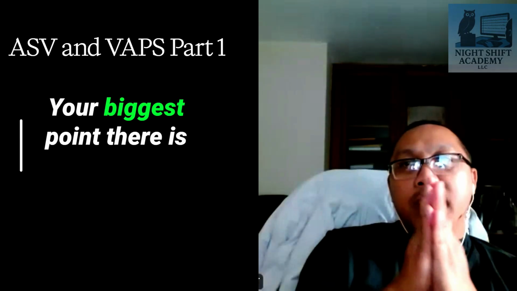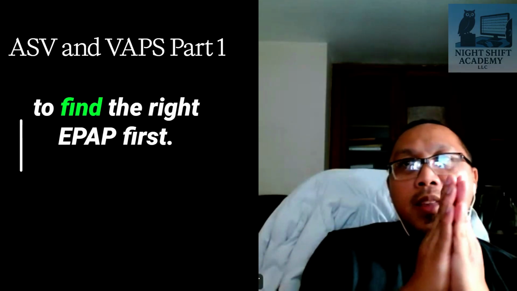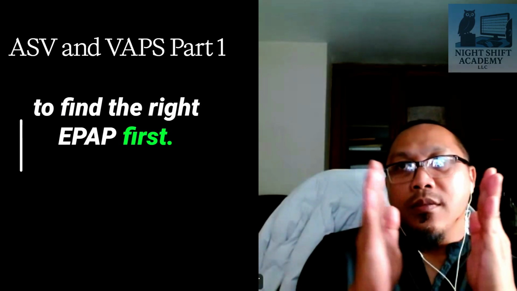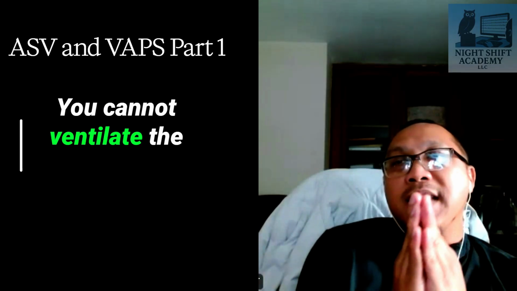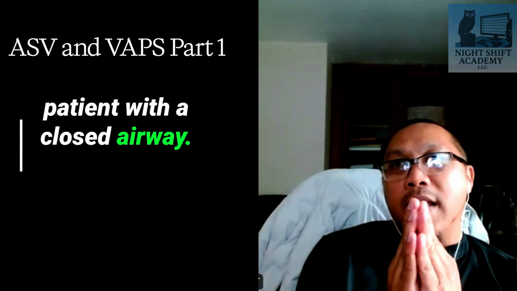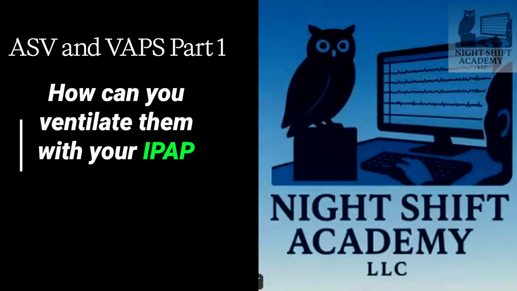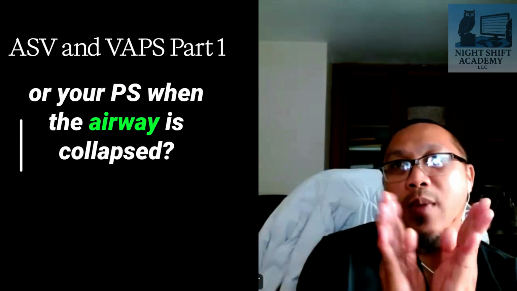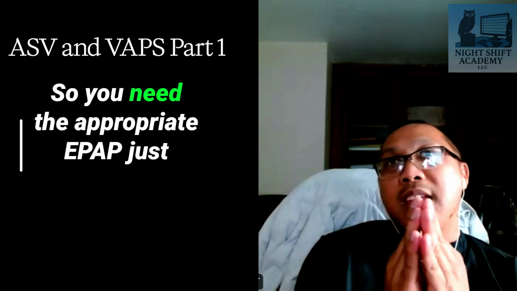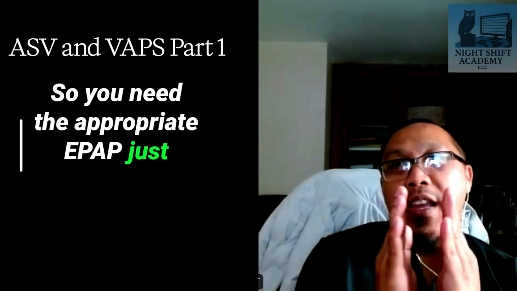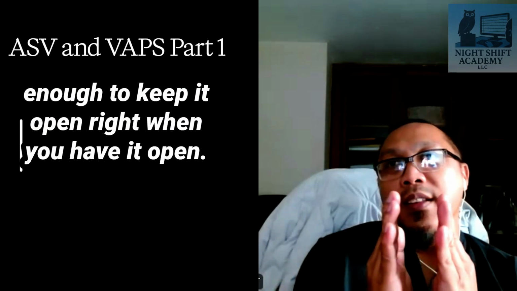Okay. Your biggest point there is to find the right EPAP first. Why? You cannot ventilate the patient with a closed airway. How can you ventilate them with your IPAP or your pressure support when the airway is collapsed? So you need the appropriate EPAP, just enough to keep it open, right?